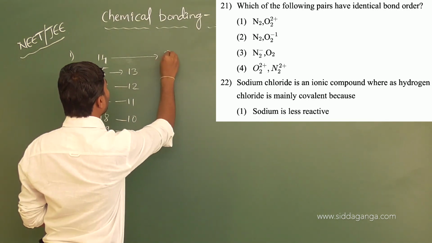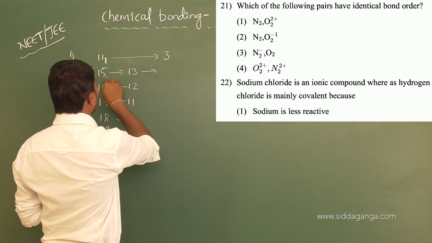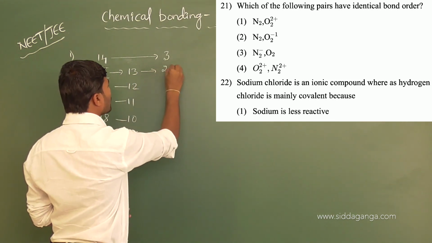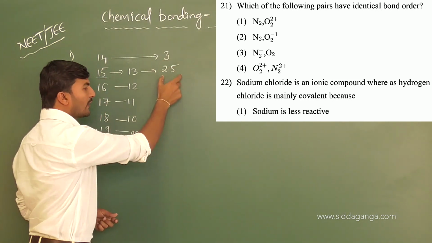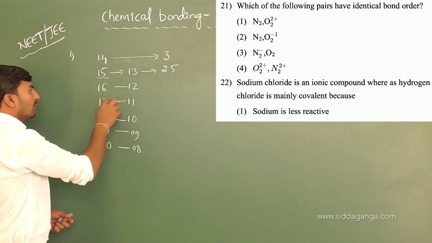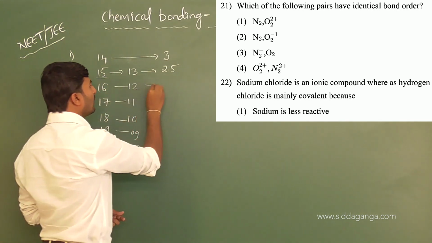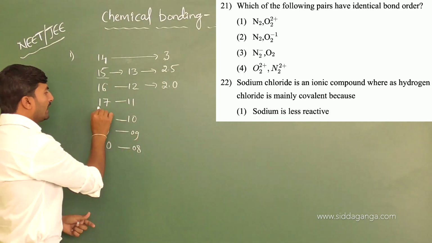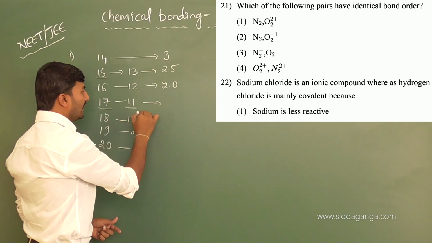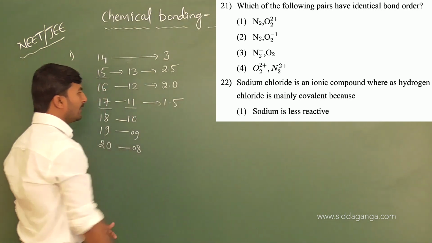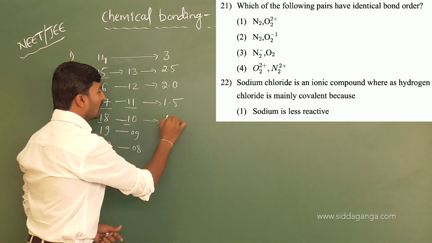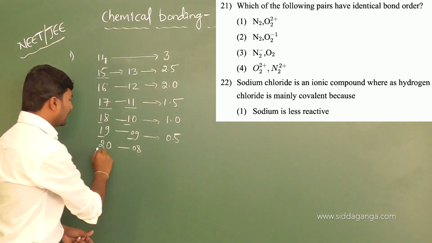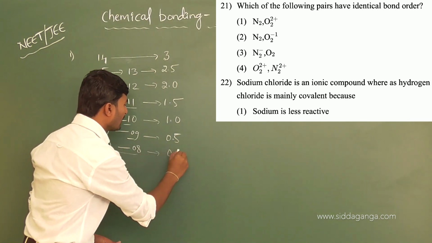Here the bond order of 14 is 3. Molecules with 15 electrons and 13 electrons both have bond order 2.5. This is decreased by 0.5, and the molecules with 16 and 12 electrons will have bond order 2, decreased by 0.5, followed by molecules with 17 and 11 electrons with bond order 1.5, and 18 and 10 with bond order 1, followed by 19 and 9 with 0.5 bond order. At last, 20 and 8 have 0 bond order.